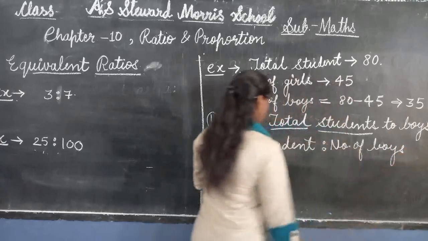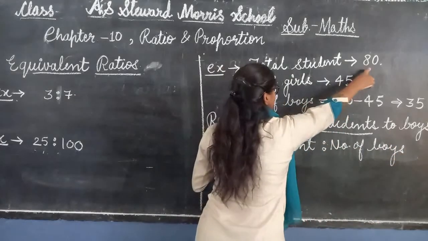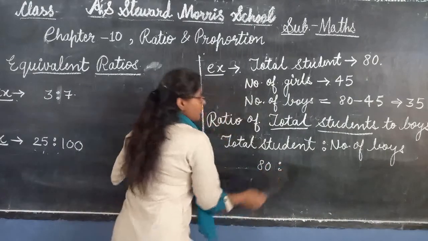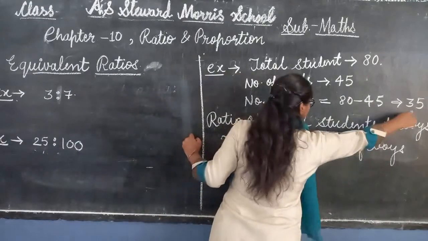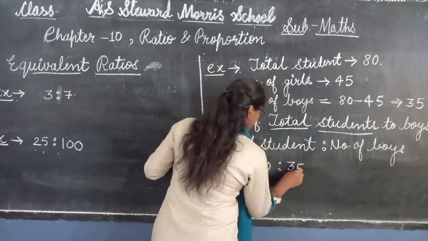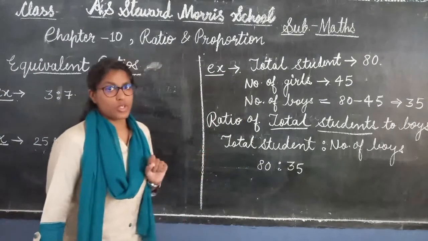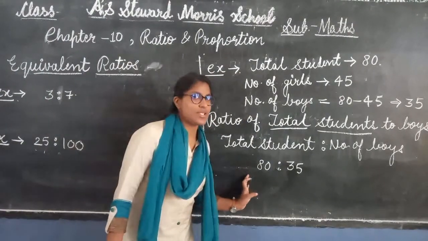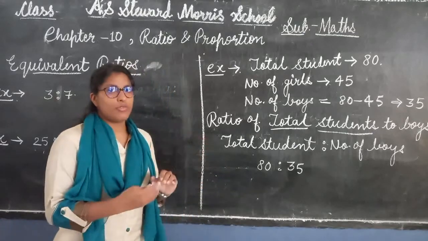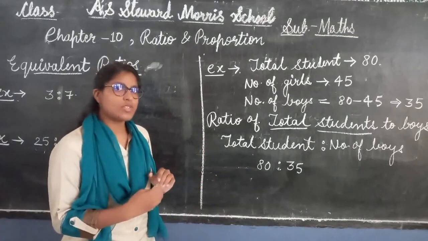Okay. Now, what is the total number of students? 80. And number of boys we have calculated already. That is 35. So now, this is your ratio. But you know very well, it is not the simplest form, so it is not a final answer. When we express a ratio, we always write it in the simplest form.